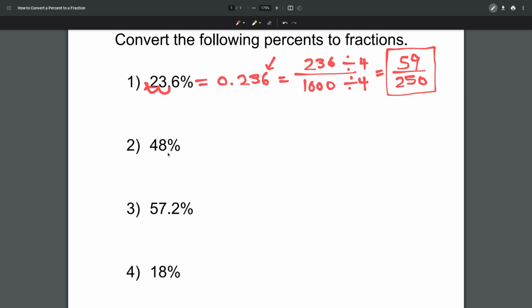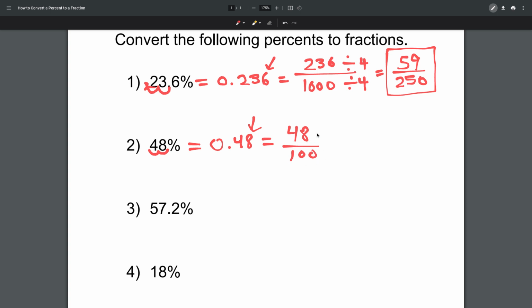Okay, so we've got 48%. We're going to move the decimal point, which is here, 2 places to the left. That's going to be 0.48 as a decimal, which we can write, because the last digit that is not 0 is in the hundredths place, as 48 over 100.